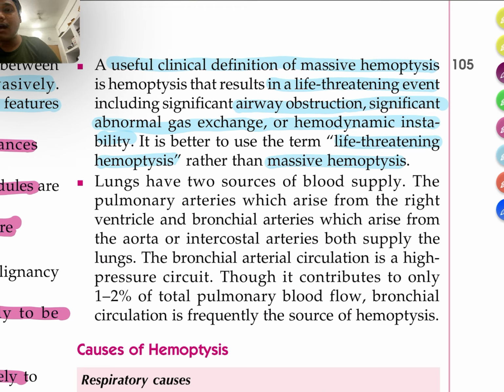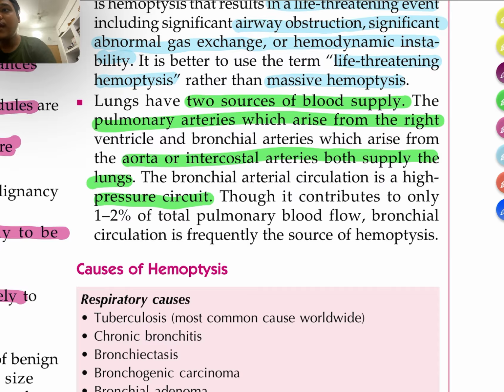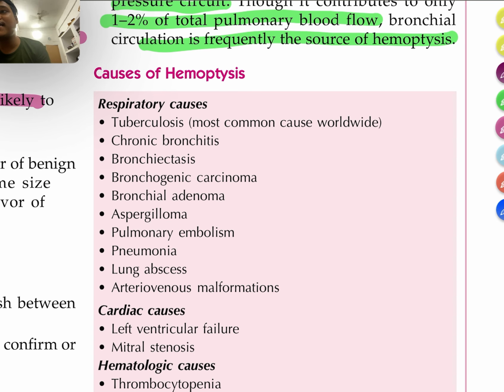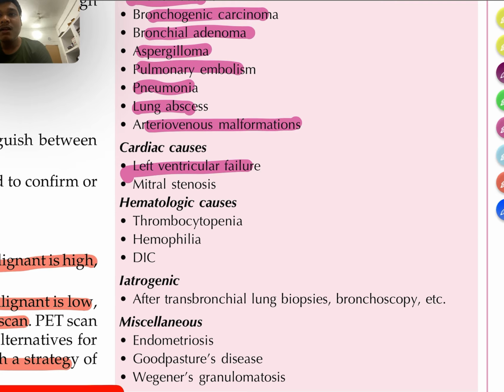Next, our lung has two sources of blood supply: the pulmonary artery, which arises from the right ventricle, and the bronchial artery, which arises from the aorta, and the intercostal artery; both supply the lungs. The bronchial artery circulation is the high pressure circuit, though it contributes only 1 to 2% of the total blood flow, and the bronchial circulation is frequently the source of hemoptysis. Hemoptysis is seen in TB, chronic bronchitis, bronchiectasis, bronchogenic carcinoma, bronchial adenoma, aspergilloma, pulmonary embolism, pneumonia, lung abscess, AV malformation. In cardiac cases like left ventricular failure, mitral stenosis; hematological causes like thrombocytopenia, hemophilia, DIC.